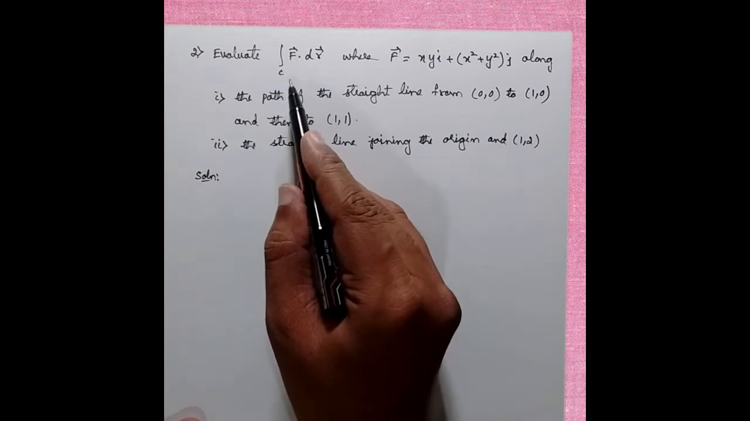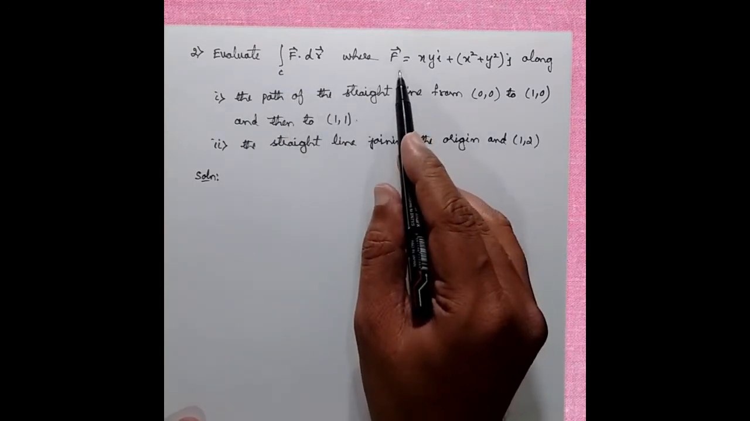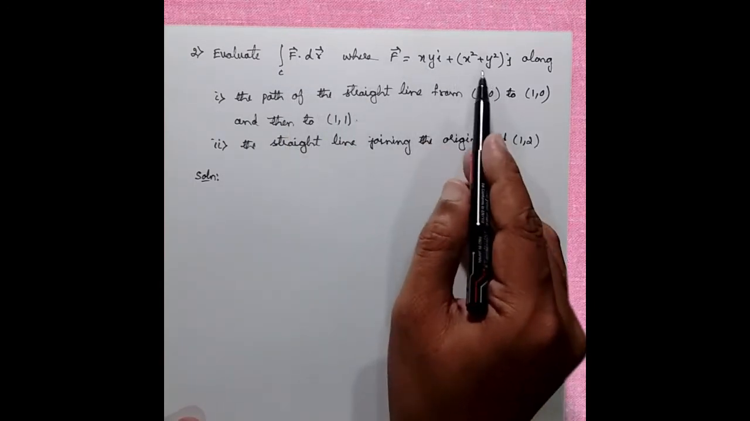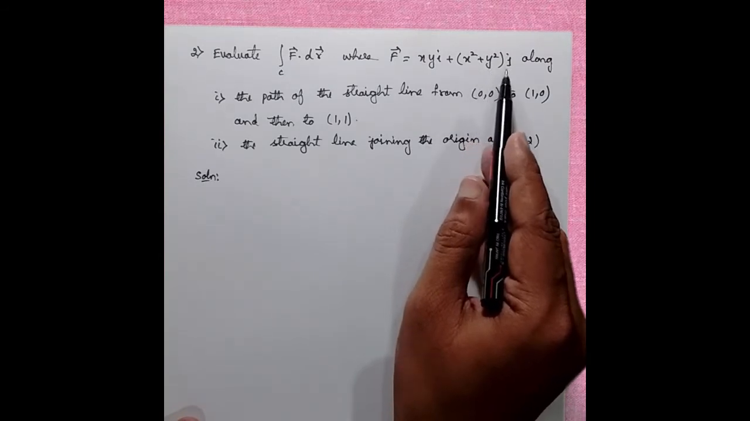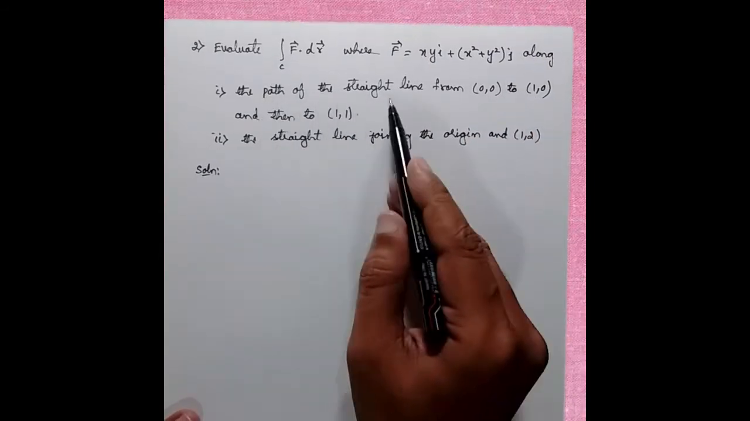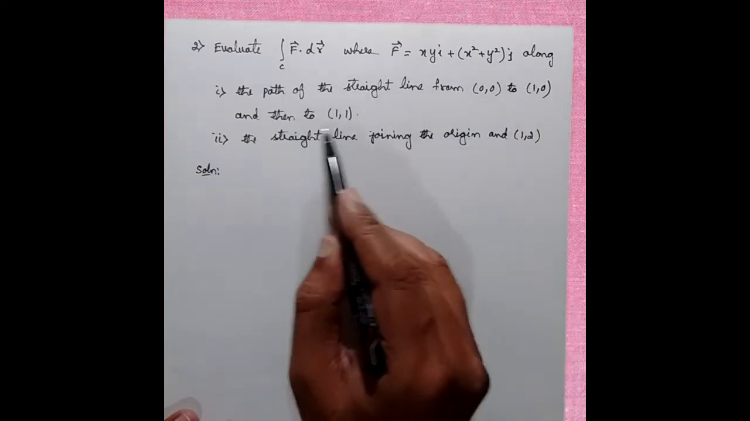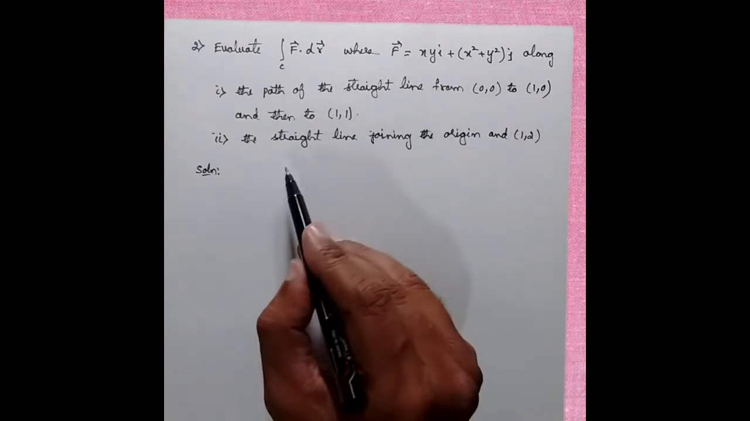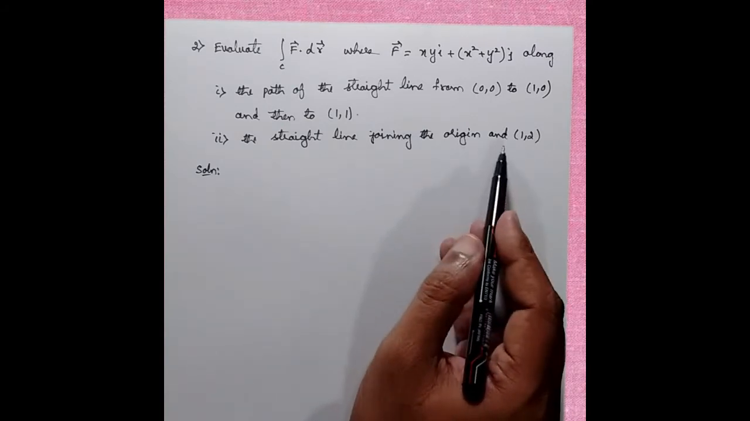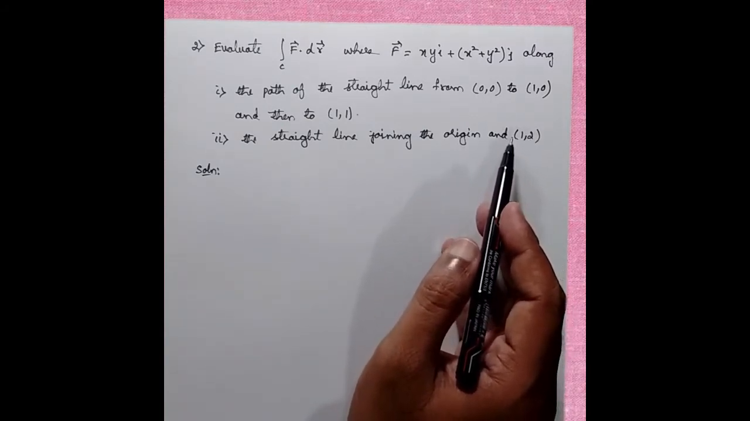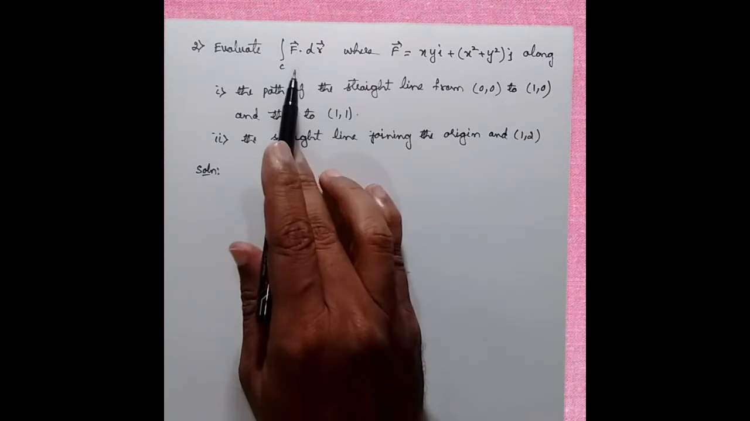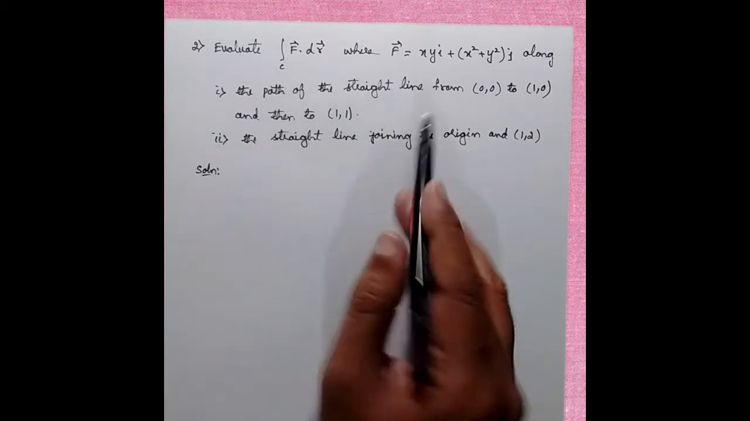Evaluate the integral over c of vector f dot dr, where vector f is equal to xi into i plus x square plus y square into j, along the path of the straight line from 0, 0 to 1, 0 and then to 1, 1. The straight line joining the origin and 1, 2. So we need to find this integral along this given path.